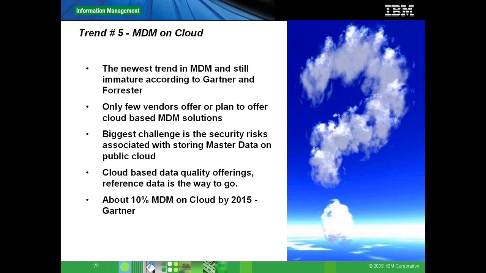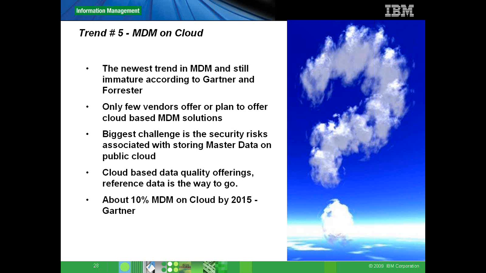So that brings us to trend number 5, which is MDM on cloud. Although analysts and research firms say cloud computing will play a key role in the future of MDM, at this point the majority of organizations are highly skeptical about this prospect. The prospect of housing their valuable master data about customers, products, suppliers, etc., on a public cloud, for obvious reason, which is security. Since master data is often sensitive information, public cloud usage at this point is a strict no-no for most companies.